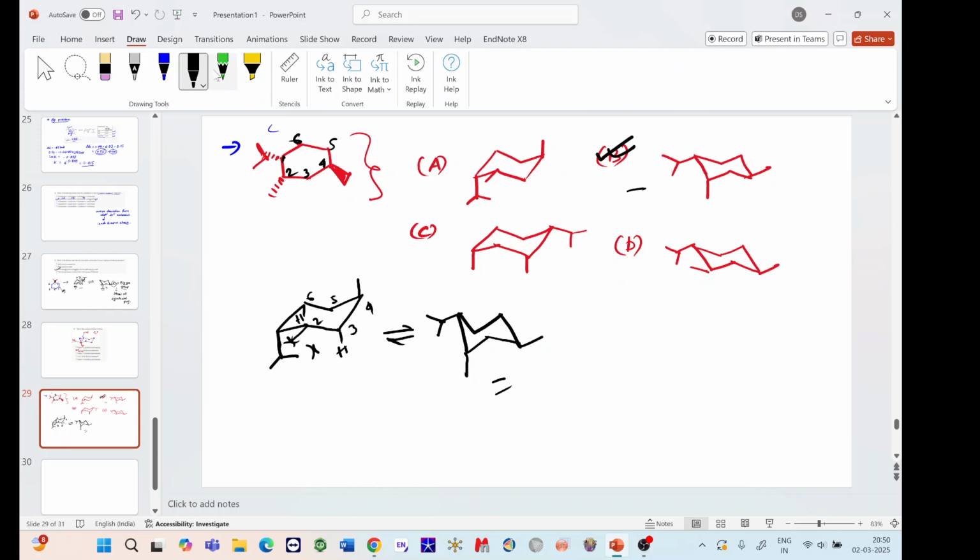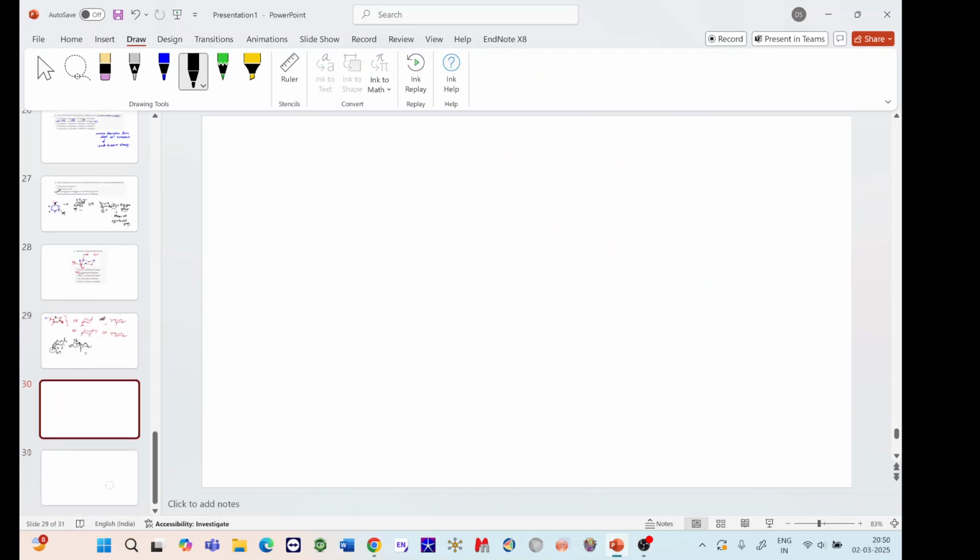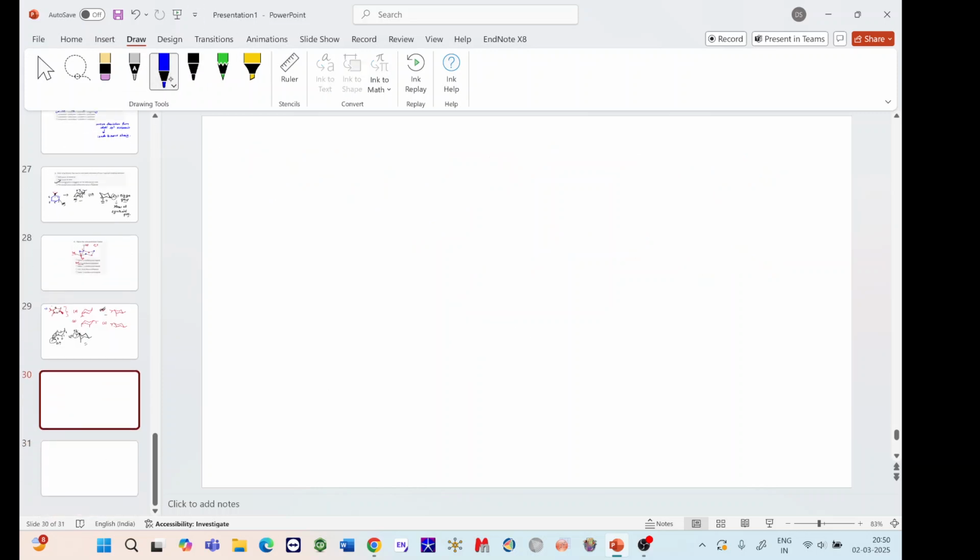Okay, so you have to match both the numbering and the relation between them, cis or trans. This you have to check. Okay, and why is this not stable? Because this is a big group, so it should be on the equatorial position. So let us move to another question.